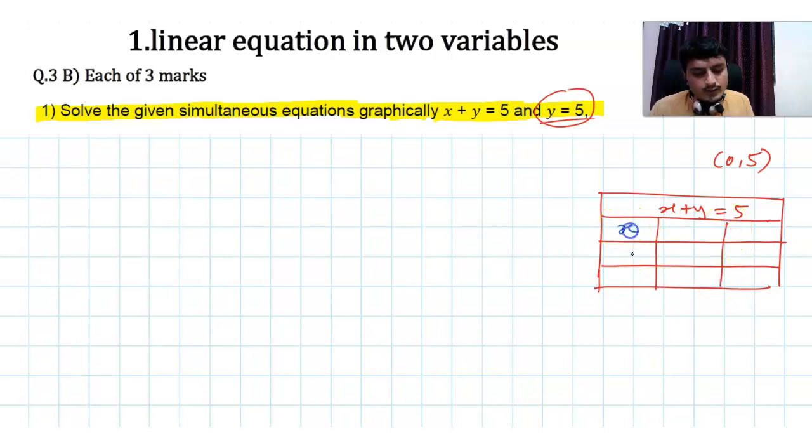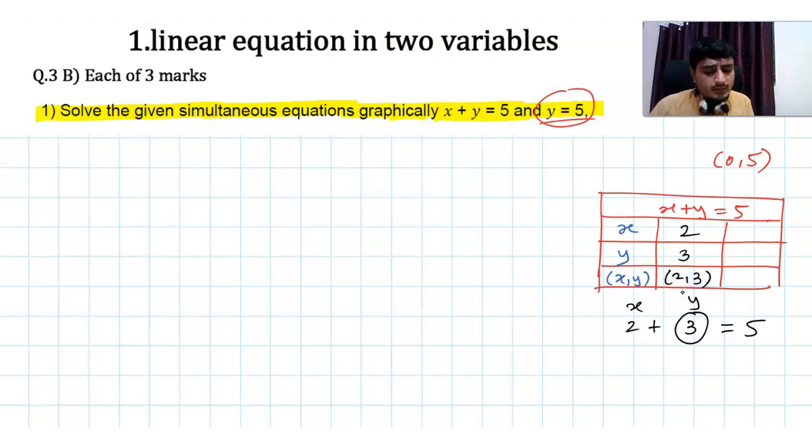First row for the values of x, next row for the values of y, and the last row for the coordinates (x, y). Now suppose we assume the value of x is 2, so 2 plus something will give us 5. So the value of y is exactly 3, because once the value of x is 2, plus something, that means we are adding 3 to it, so that we get 5. So the value of y is 3. So the coordinate we have is (2, 3).